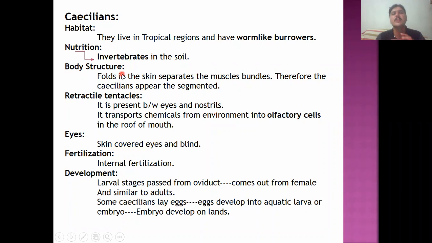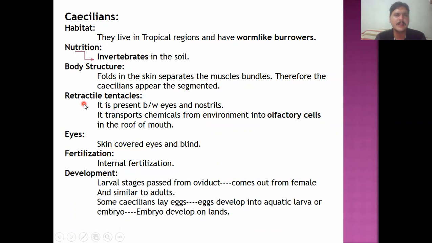When we discuss the body structure, the body is divided into segments. That's why they are also called segmented worms. Segmentation is not only present in the outer region; there is also segmentation present inside the body in the muscles. Muscle bundles are arranged in segments. That's why they divide the body into separate segments.